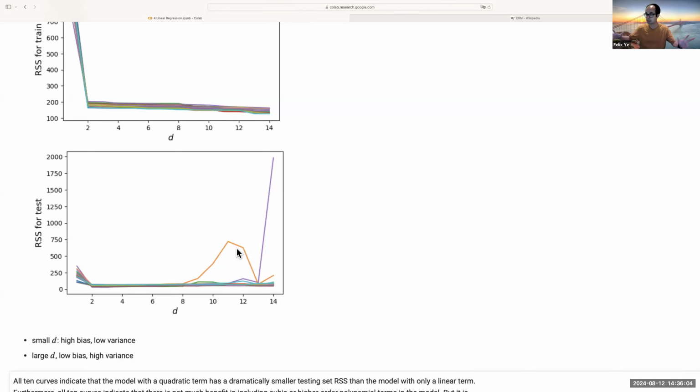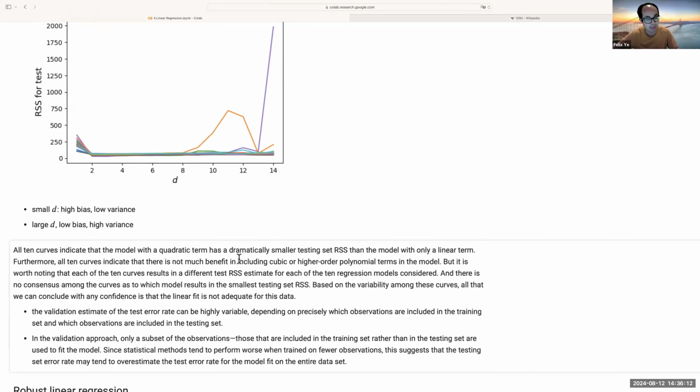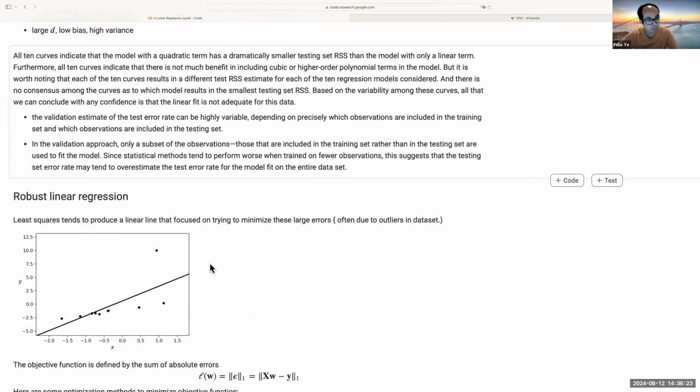If we run this 10 times, it gives you a very interesting phenomenon by looking at this RSS for the testing data set, in particular in these two regimes, the smaller d versus the large d. So this is like overfitting and underfitting in these situations.